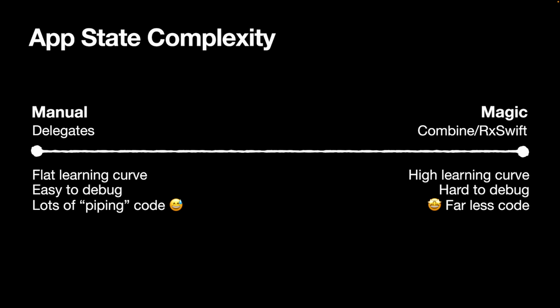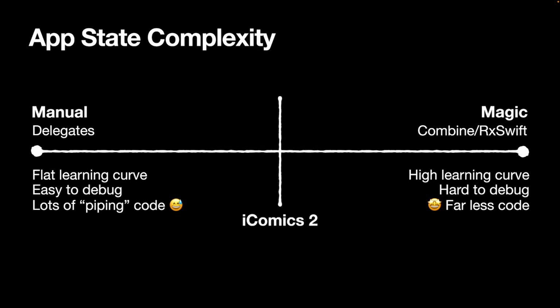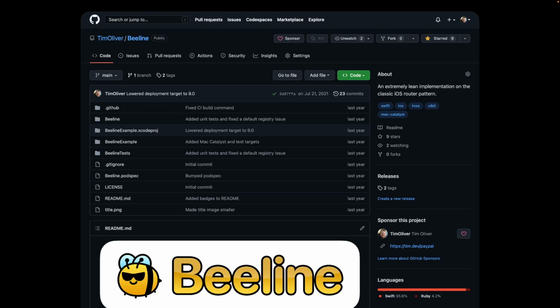So what I want to do with iComics 2 is go right down the middle. Not super magic, but also not super manual. Somewhere where I can get some nice automatic wins, but at the same time keep it very easy and very debuggable. And so that is the mindset I'm going into about Beeline, this little library I've made here.